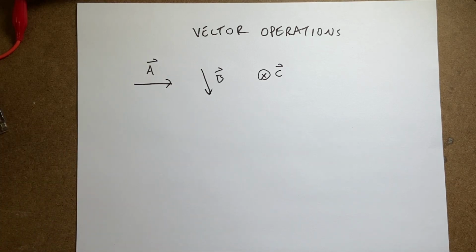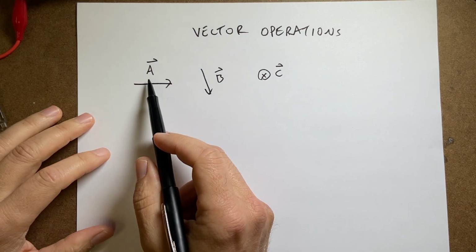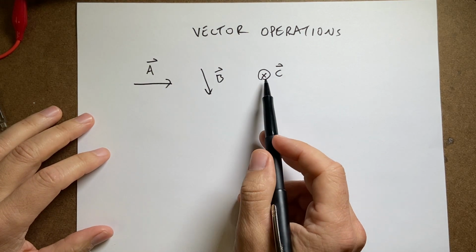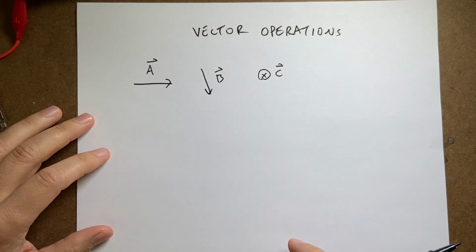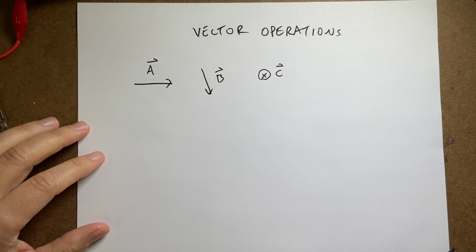Okay, we're going to get into some vector stuff. So we need to review. Again, this is complicated stuff, so I'm going to keep it as simple as possible. So we have vectors A, B, and C. And this one, remember, I'm drawing it going into the paper so that we can describe three-dimensional vectors and draw them.